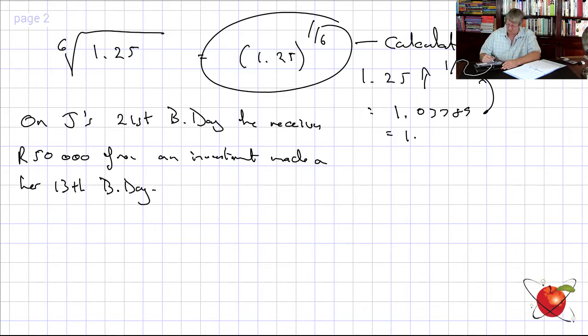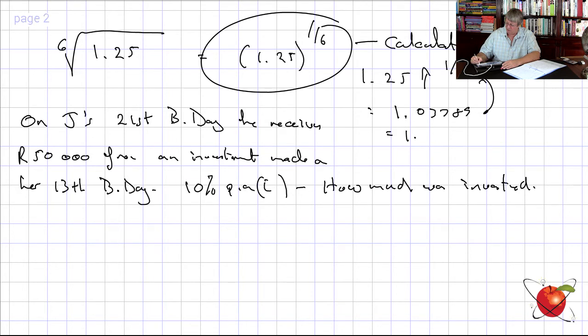Okay. The investment received 10% per annum. So this is i. It's given. How much was invested? Okay, how do we do it? What did I say? Timeline first. Okay, from where to where?